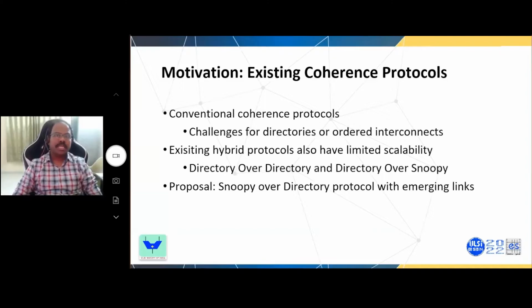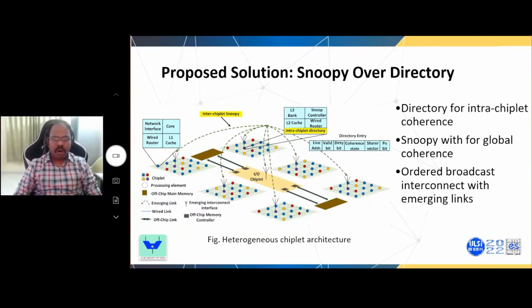So to overcome these challenges, in this work, we propose a novel hybrid hierarchical protocol called Snoopy over directory protocol, which is implemented using emerging interconnect options. This is the overall overview of a chiplet architecture in our Snoopy over directory protocol. Before I go into the details of the chiplet architecture itself, we'll first briefly go over the protocol implementation. In the proposed protocol, the coherence in each chiplet is maintained using directory protocol, and the coherence between different chiplets in the system is implemented using Snoopy protocol, thereby implementing a global Snoopy with a local directory protocol.